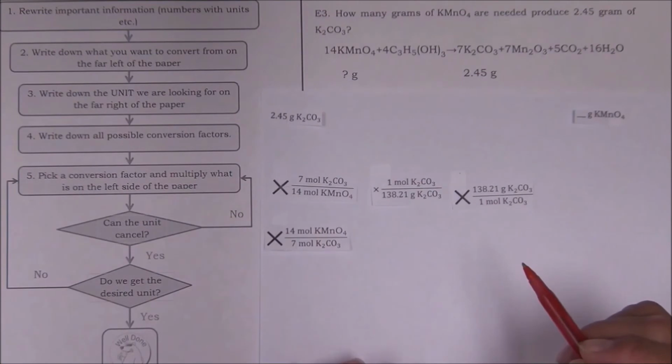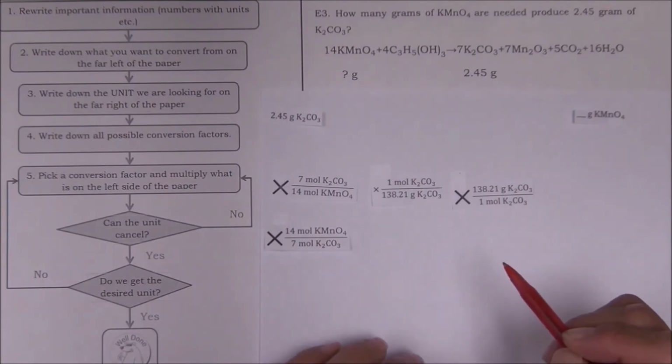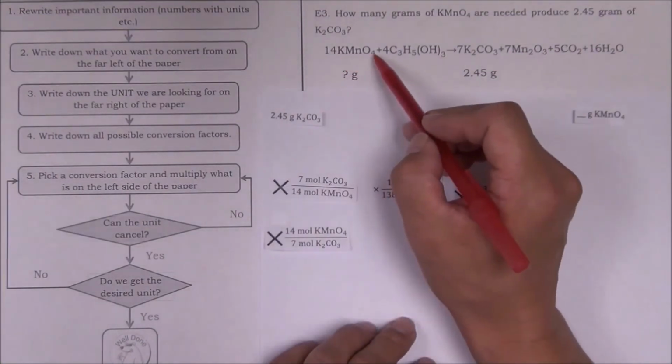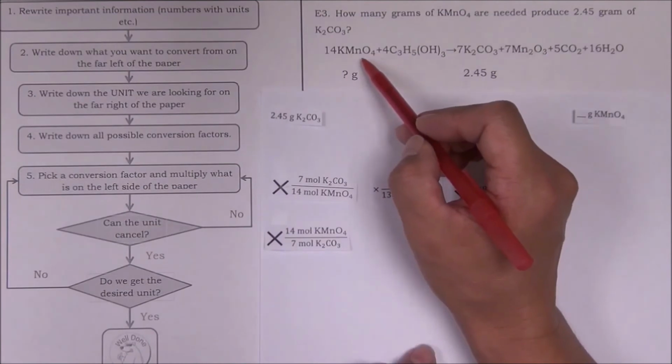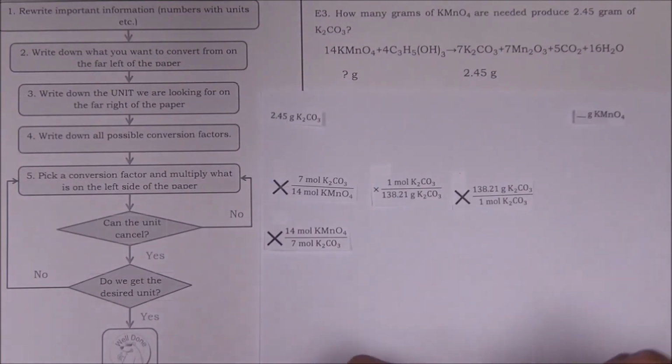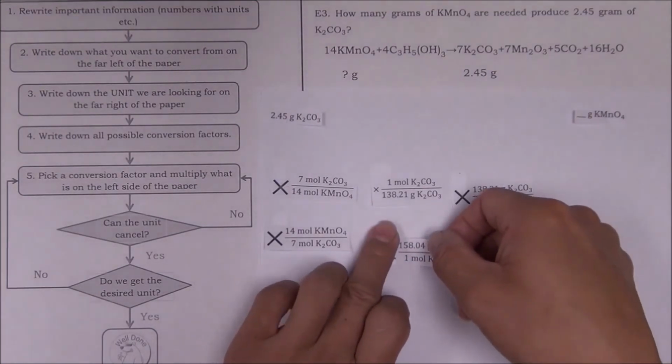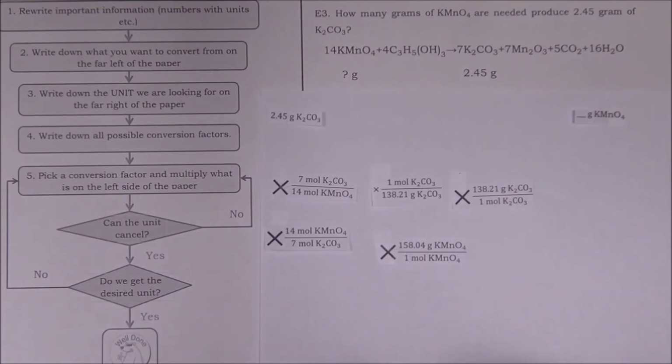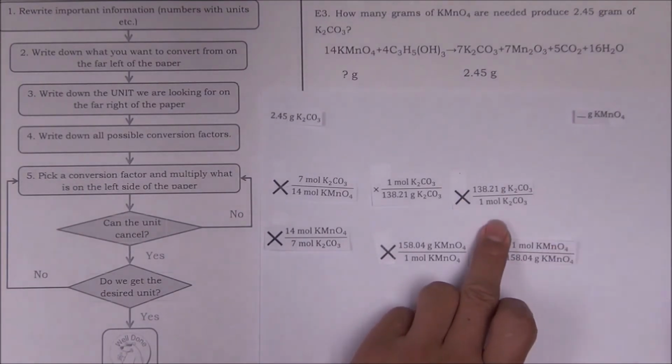We can use exactly the same calculation method to find the molar mass of potassium permanganate. I'm not going to show you the steps. We can also get 2 conversion factors from the molar mass of potassium permanganate. This is one. This is the other.